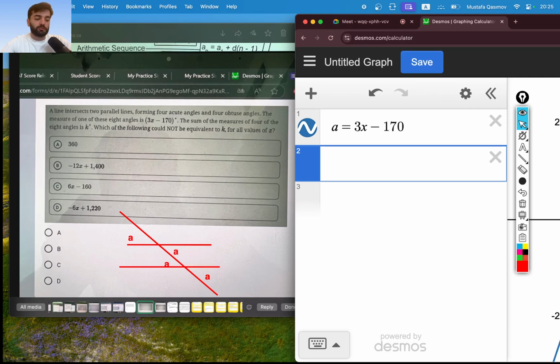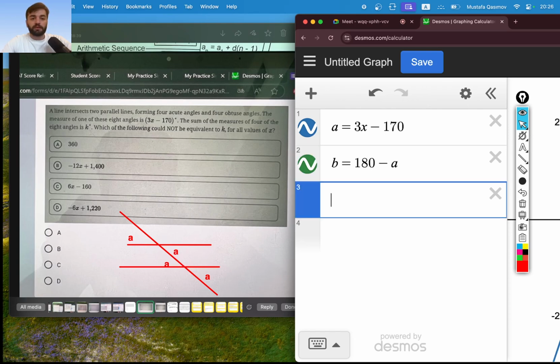And here you always have to use this formula: A plus B is equal to 180, or B is equal to 180 minus A. Is it clear for everyone? You have to use this one for every angle question like that. Yes. Okay, then it says that the sum of the measures of 4 angles is equal to K.